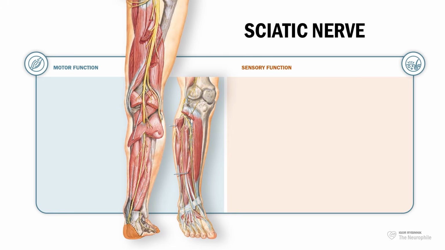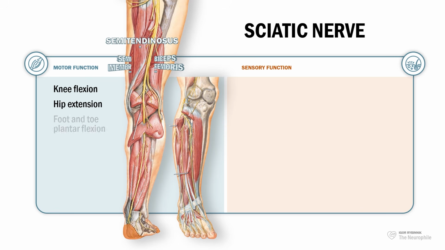Finally, the sciatic nerve. Above the knee, it innervates the hamstring muscles, semitendinosus, semimembranosus, and the long head of biceps femoris. These muscles flex the knee and assist with hip extension. Below the knee, the sciatic splits into two terminal branches, the tibial nerve and the common fibular nerve, also known as common peroneal nerve. Tibial nerve controls plantar flexion of the foot with the gastrocnemius and the soleus, and toes with the flexor digitorum longus and flexor hallucis longus.